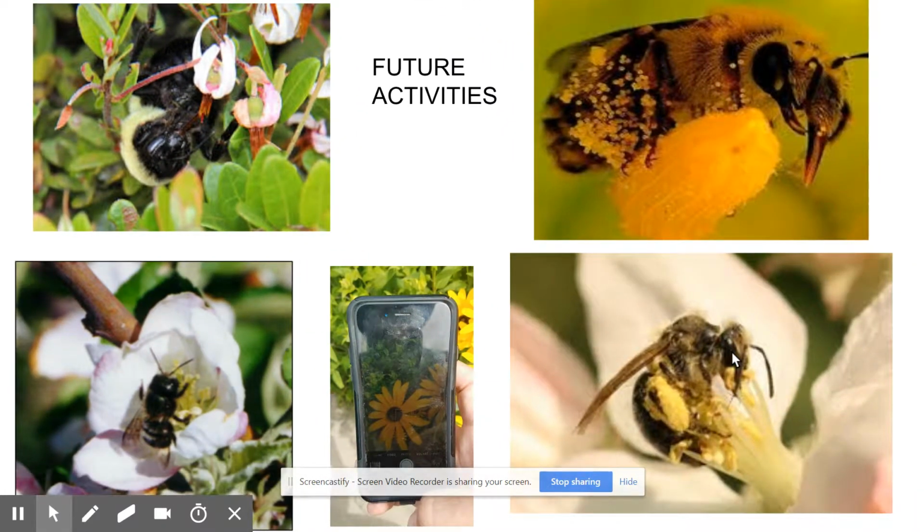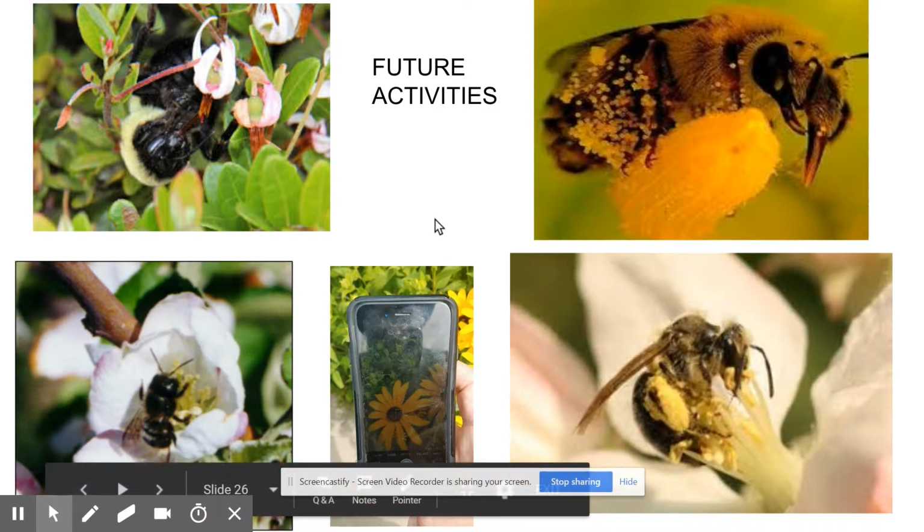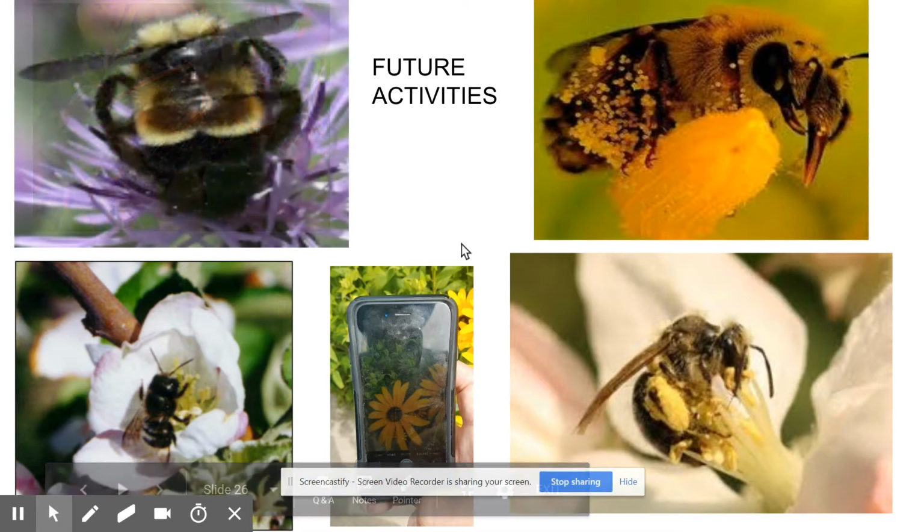So in the end, I plan to continue this work of collecting data, and I'm hoping someday I will be finding a rusty patch bumblebee.